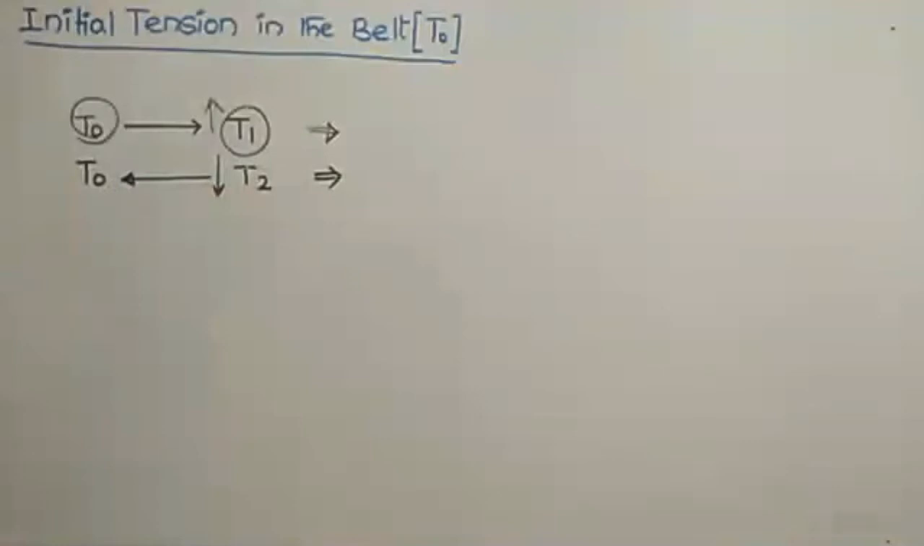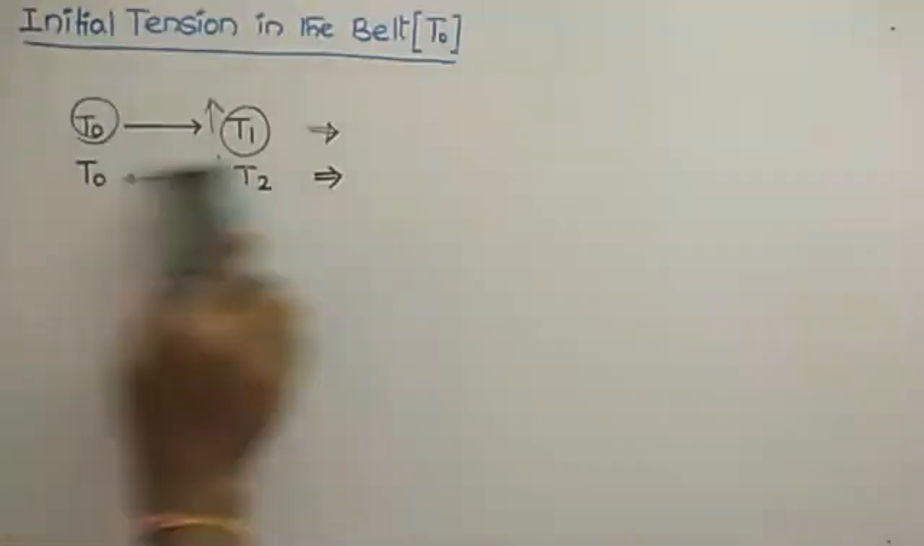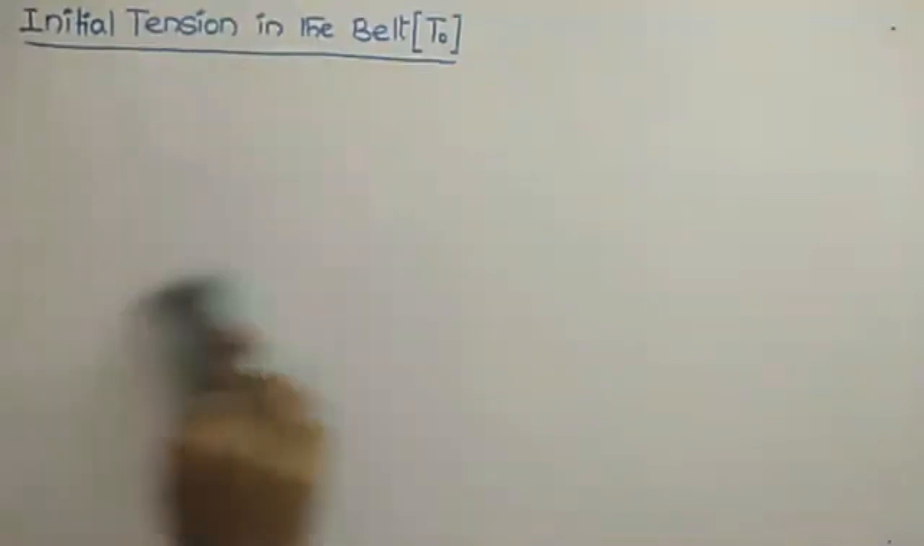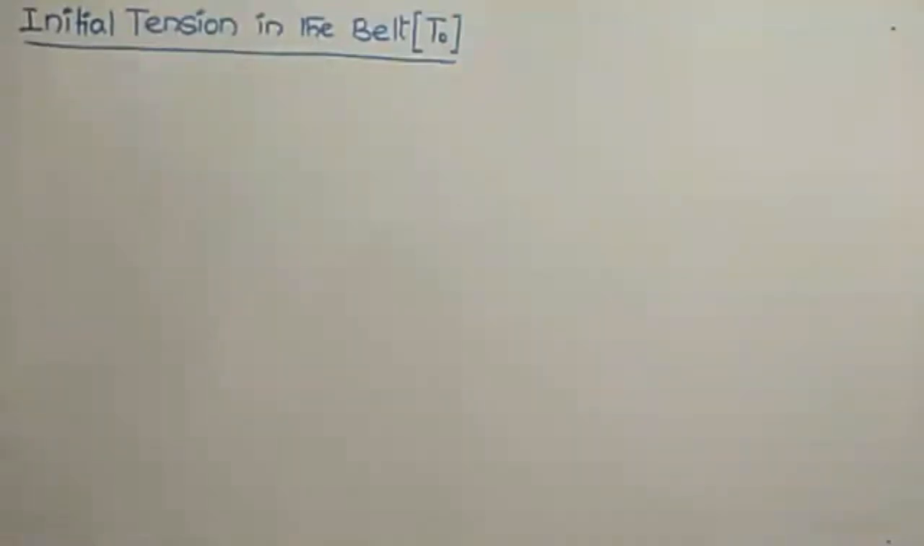On one side this value is slightly increased, and on the other side it is slightly decreased. The amount of increase in tension on the tight side and the amount of decrease of tension on the slack side cause corresponding changes in the belt dimensions. This dimensional change is nothing but a change of its length. We'll see now how this dimensional change takes place in the belts.